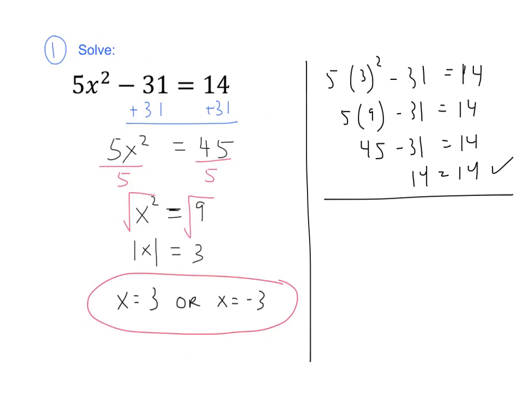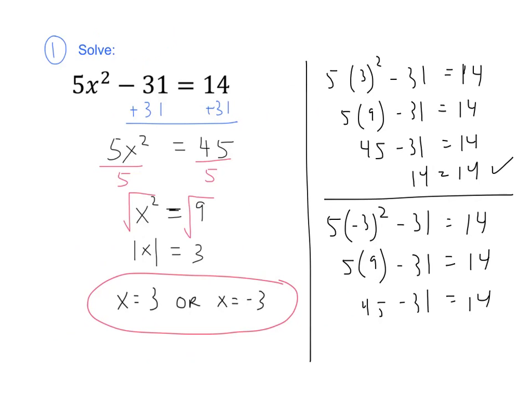Let's see, does it work for negative 3? 5 times negative 3 squared minus 31 equals 14. Right? And you'll find out that this still works. Negative 3 squared is 9, so 5 times 9 minus 31 equals 14. Same thing, 45 minus 31 equals 14. 14 is equal to 14. That is true. Okay, so there are two solutions, two values for x that make this true.